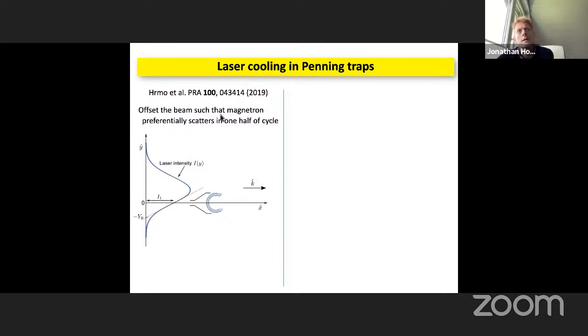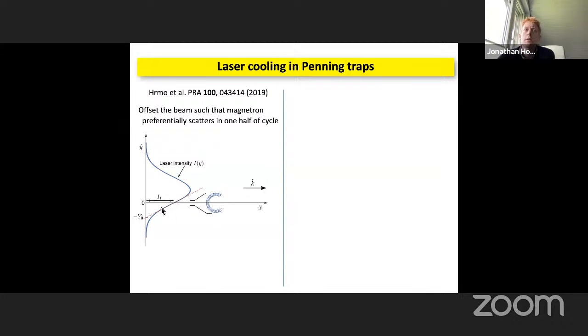Well, one of the ways to get around this is to take your laser beam and offset it from the center of the trap. What that means is that now, instead of using the velocity profile of the interaction of the ion with the laser light as a function of velocity, which is what you use for Doppler cooling, an equivalent thing can be done if you have a profile in space.